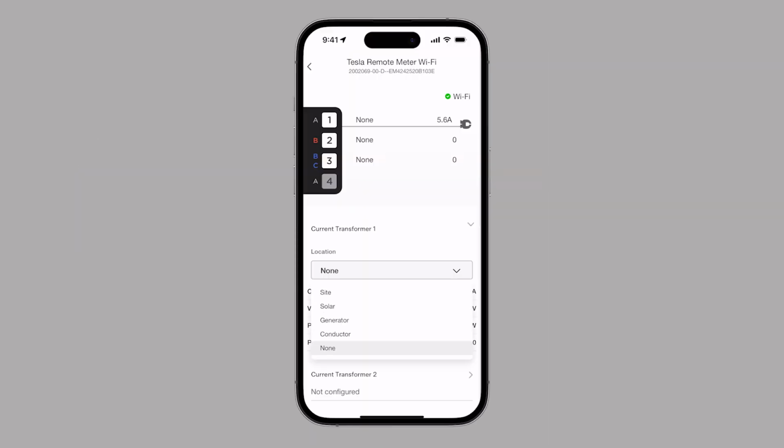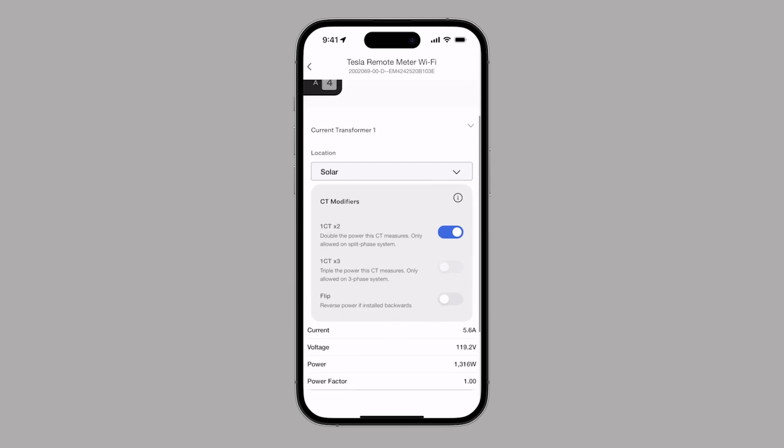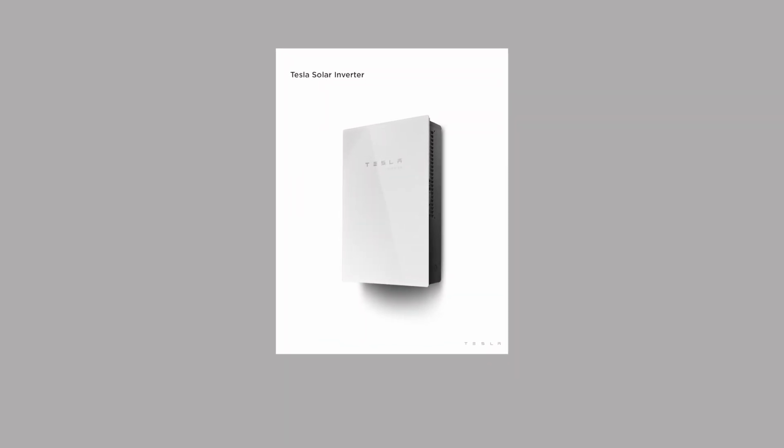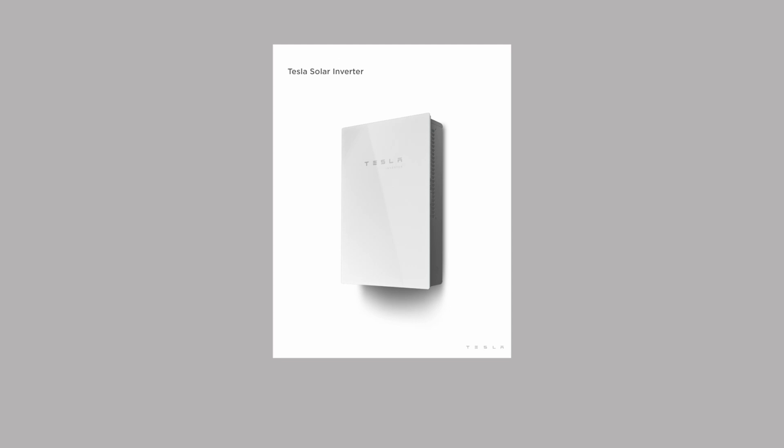During commissioning, installers will configure meters and view real-time monitoring data for solar production and home loads. For more information about installing energy meters, read the installation manual and residential energy metering guide.